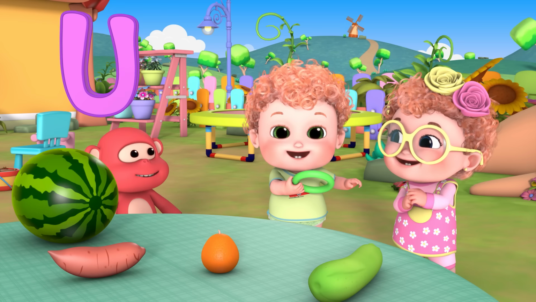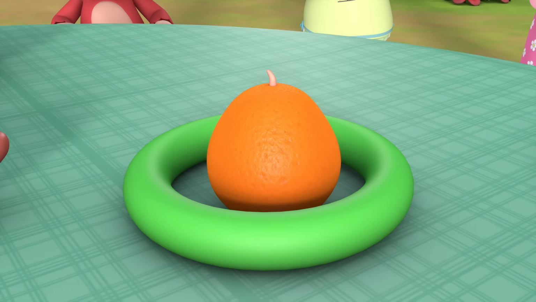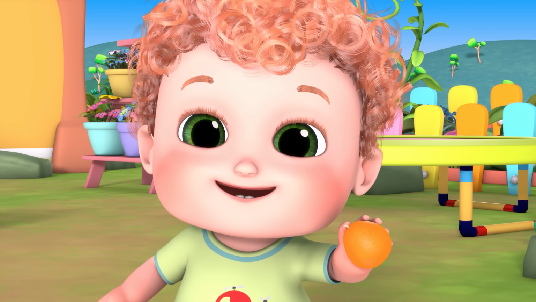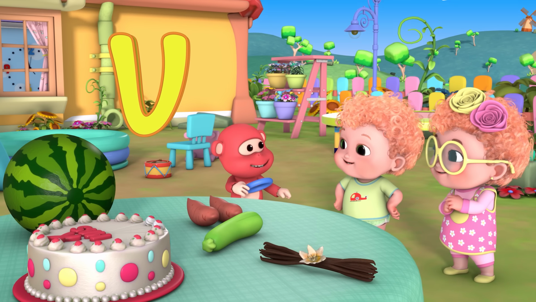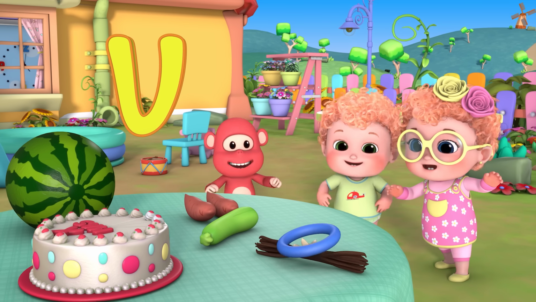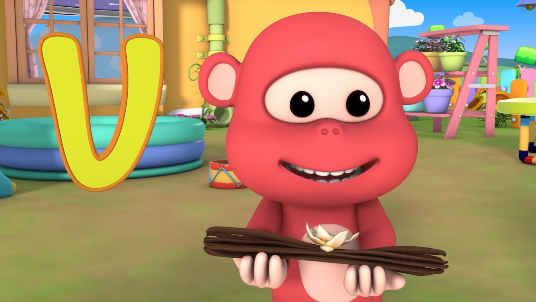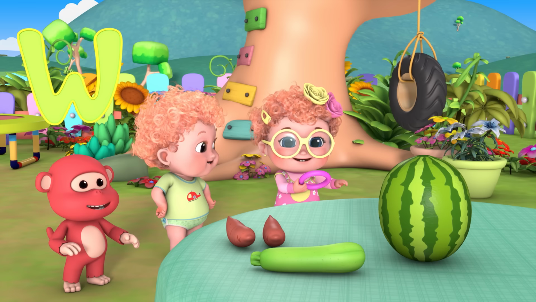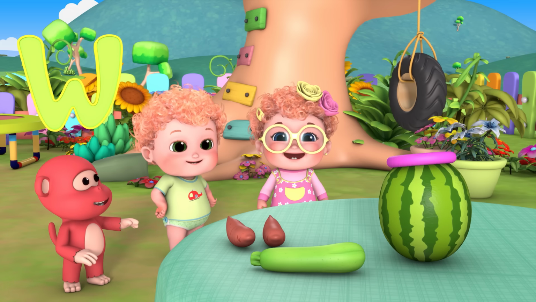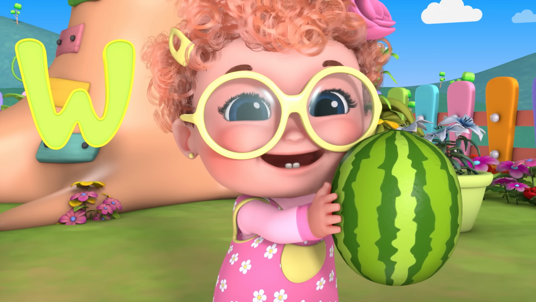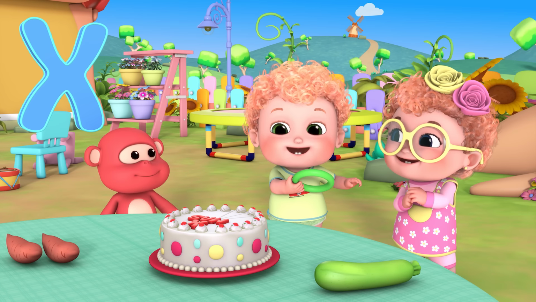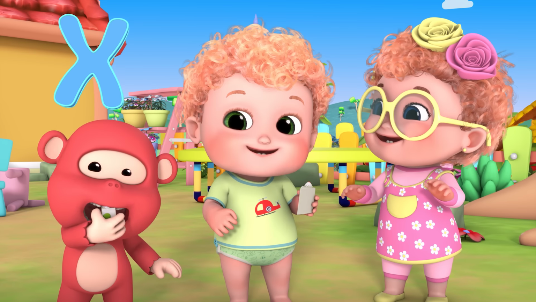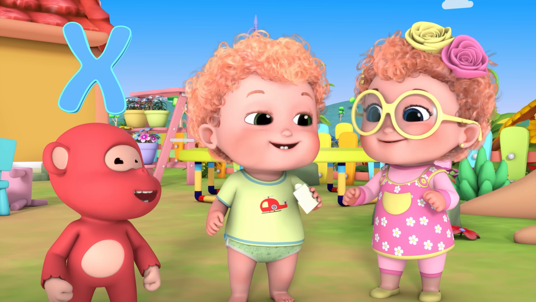U is for ugly, u-u-ugly. V is for vanilla, v-v-vanilla. W is for watermelon, w-w-watermelon. X is for Xmas cake, Xmas cake.